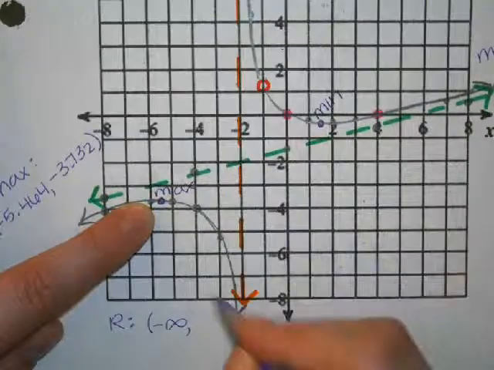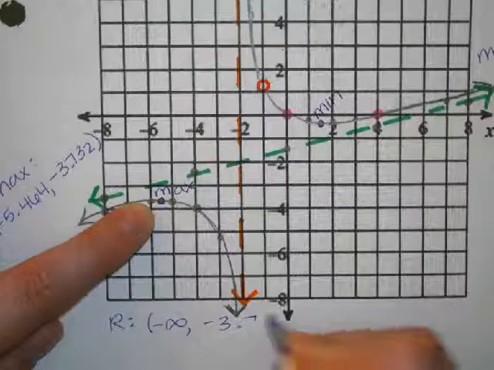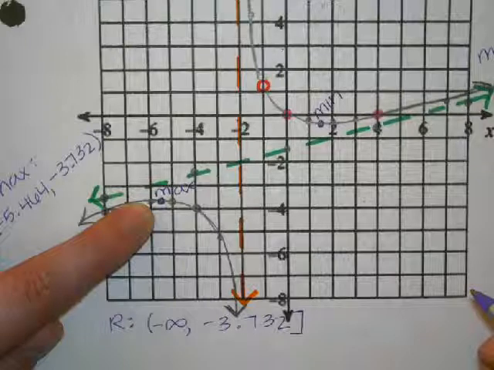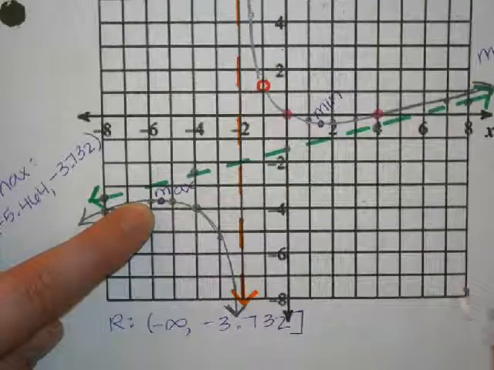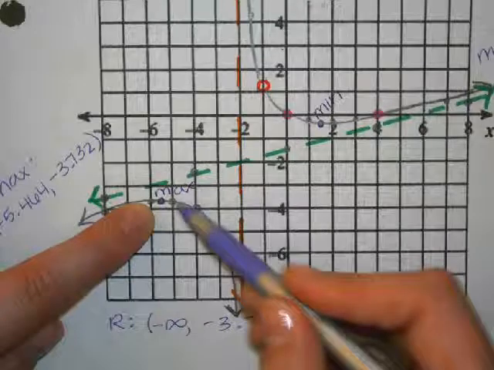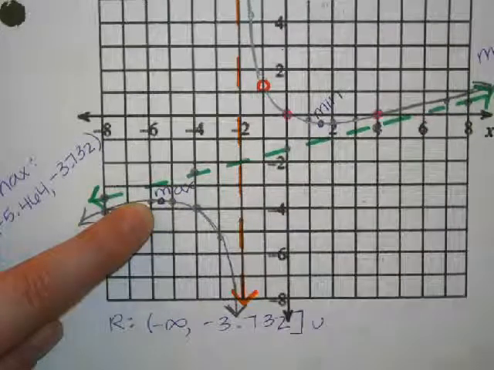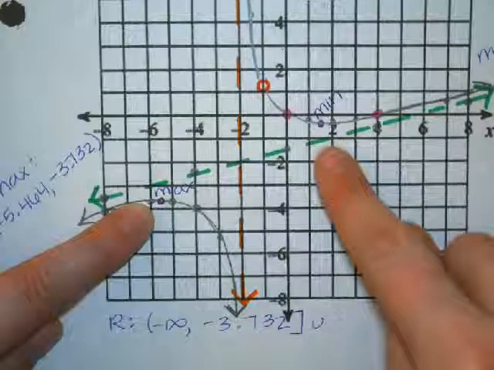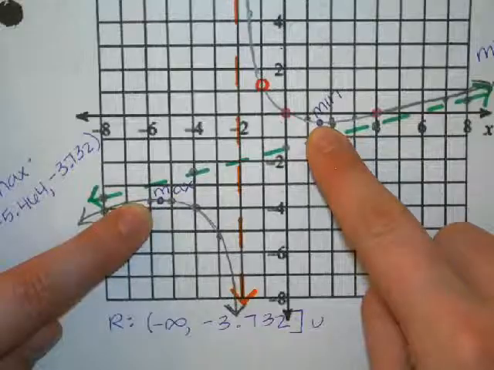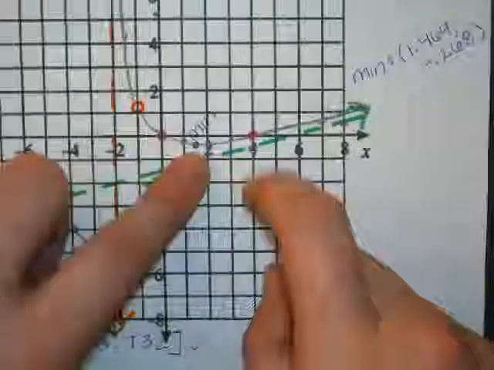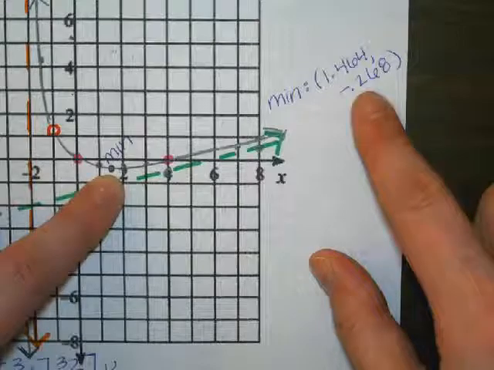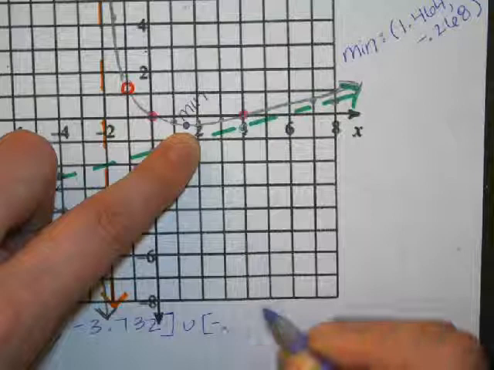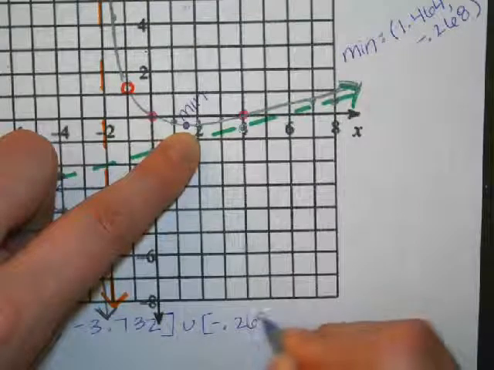So I need to write the y-coordinate of that maximum. So I'm going to put -3.732, and I'm going to put a bracket around it because it's a point on the graph. It's really there. It's not an asymptote. The max is an actual point. Okay, so then I skip all this white space right here. And then the next y-value that I'm going to have is that minimum right there. That's the next smallest y value I have, which is at -0.268. So another bracket, because that's an actual point.